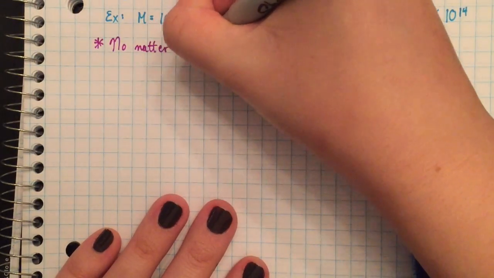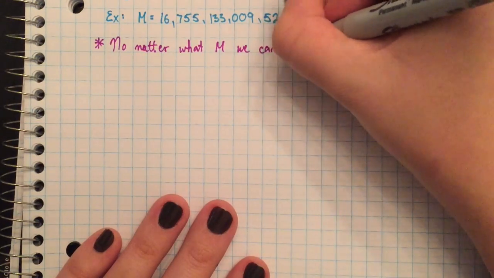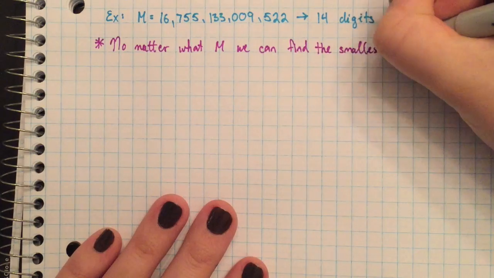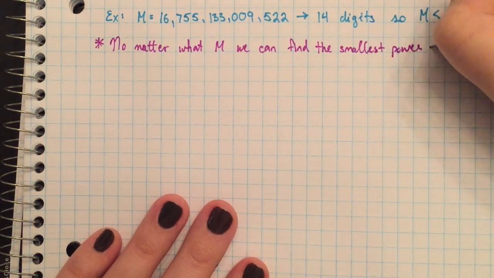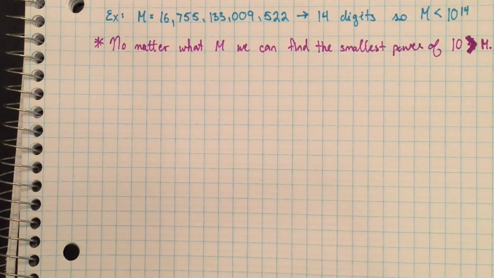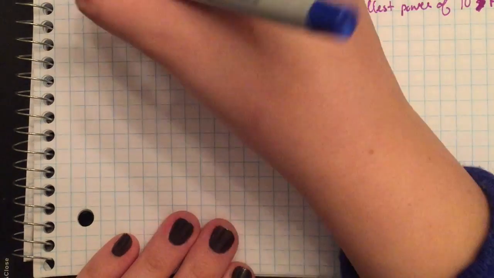So I'm able to use 10 to the power of something to give me a relative size of this very, very large number in kind of a simple notation. So no matter what m, we can find the smallest power of 10, which is greater than m.